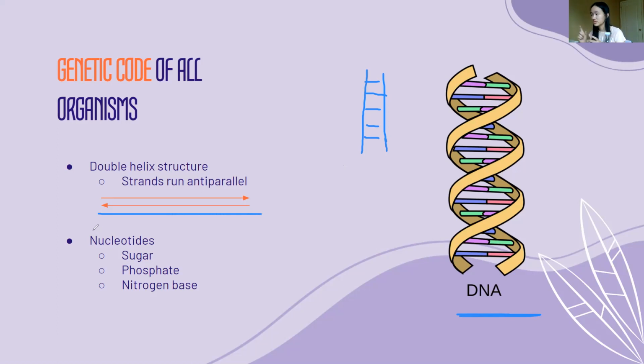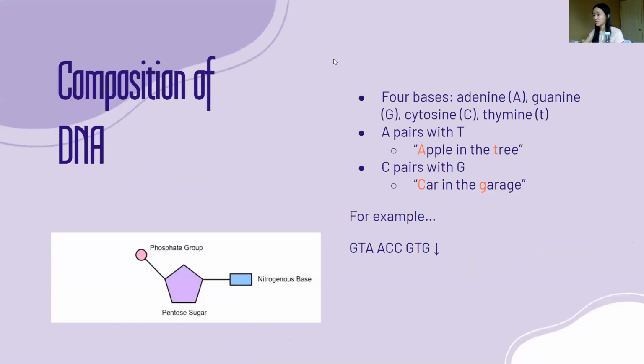And then the actual components of DNA are nucleotides. So nucleotides are what actually make up DNA. Nucleotides contain a sugar, a phosphate, and a nitrogen base. And we will learn more about that on the next slide. So moving on. Composition of DNA, which is just nucleotides.